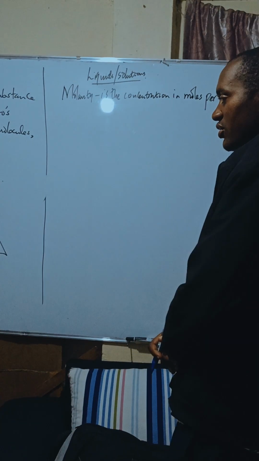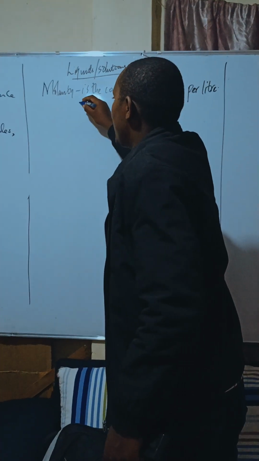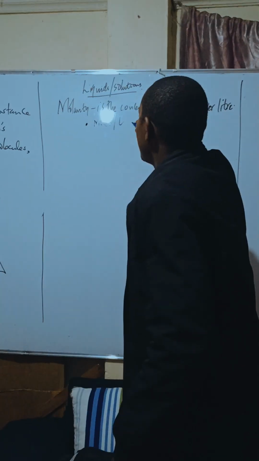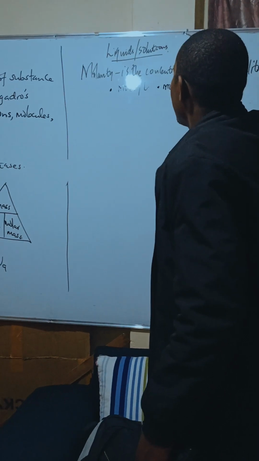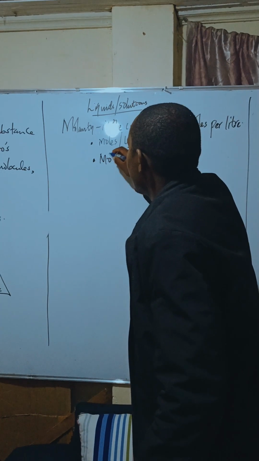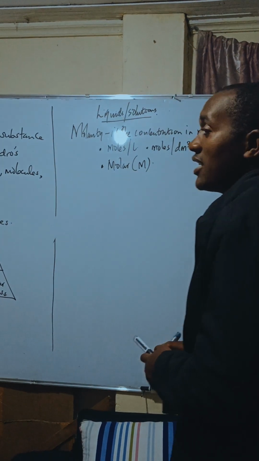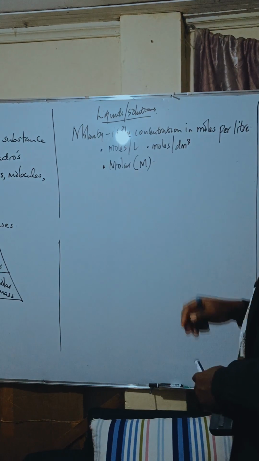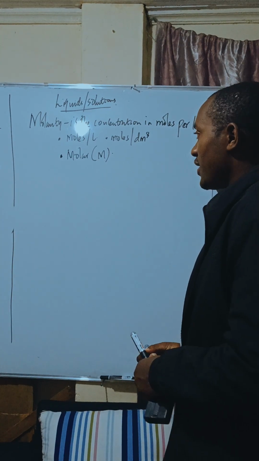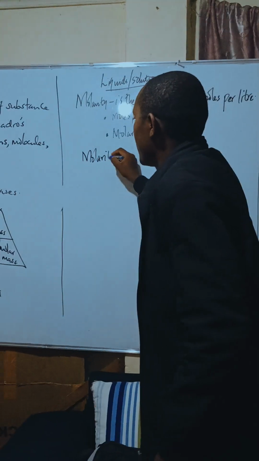Molarity is the concentration in moles per liter, denoted by moles per liter, or mol/dm³, or it can be denoted by molar, capital M. So we have three denotations of molarity. Molarity means the concentration in moles per liter. That is molarity. And for the formulas to calculate molarity, I'm going to use capital M.